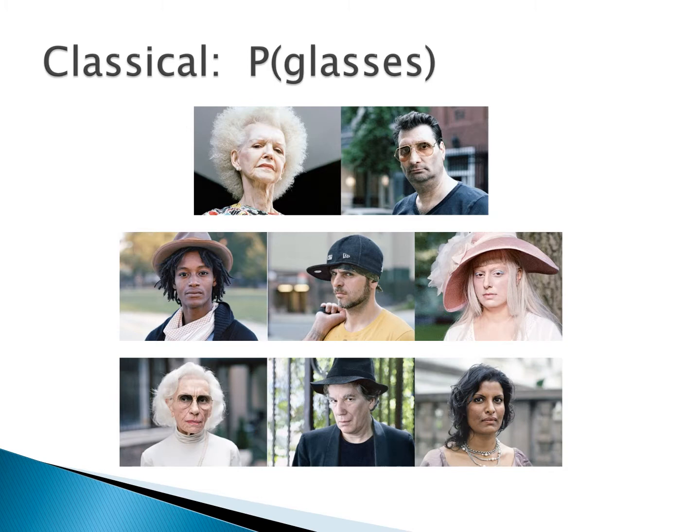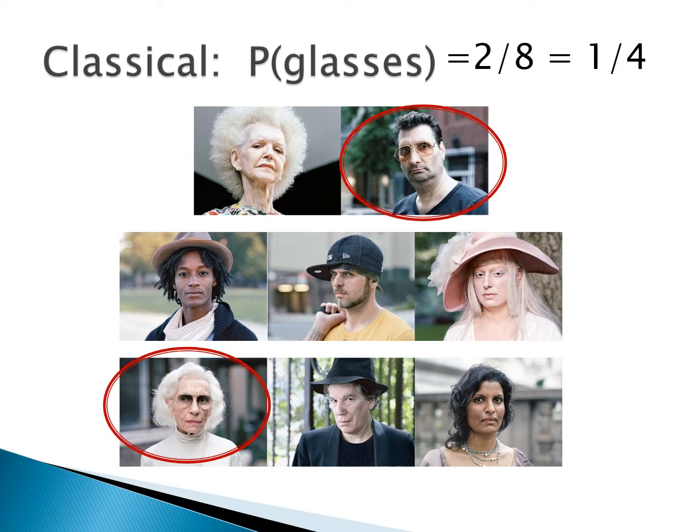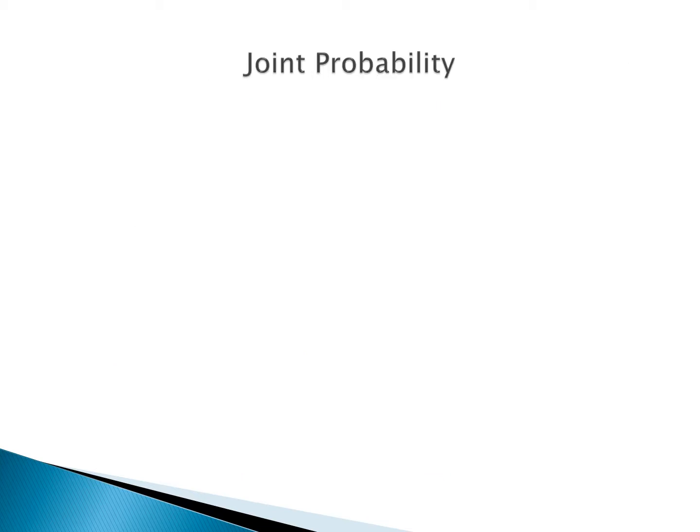I'm going to pick a person at random from these 8 people. How likely is it that person will be wearing glasses? I'm sure you got it. These 2 people are wearing glasses, so it's 2 out of 8, which is 1/4. Okay, let's kick it up a notch.